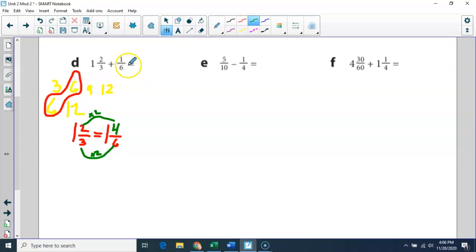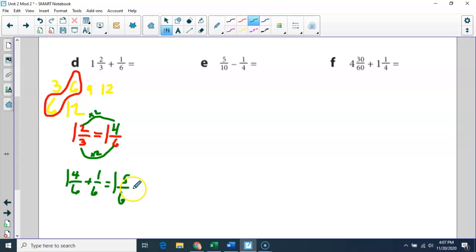And then, hooray for me, 1/6 already has 6 as a denominator, so I don't need to find an equivalent fraction there. So now I just want to add 1 whole and 4/6 plus 1/6. When I do that, I get 1 whole and 5/6. Okay, so look and see what you did.